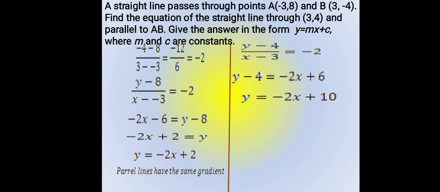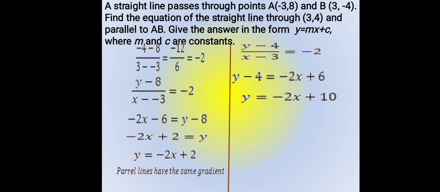Now, a straight line passes through point A, which is negative 3 for x and 8 for y, and point B, which has 3 for x and negative 4 for y. Find the equation of the straight line through 3, 4 and parallel to AB. Give the answer in the form y equals mx plus c, where m and c are constants. Now, one thing we need to know is that when lines are parallel, their gradient is the same.